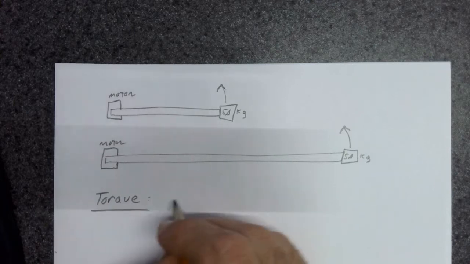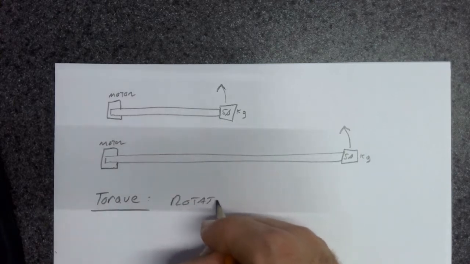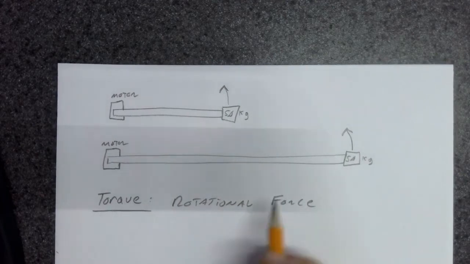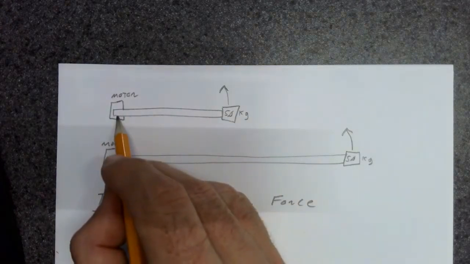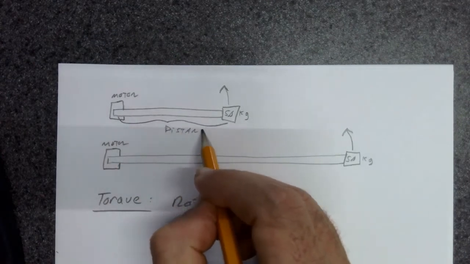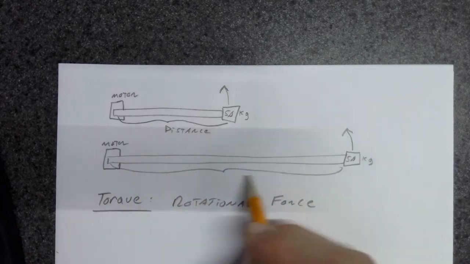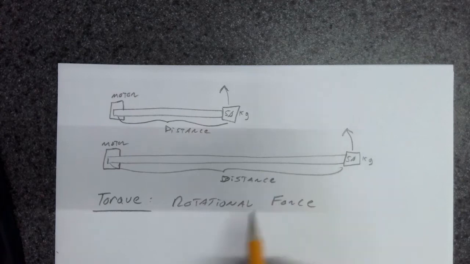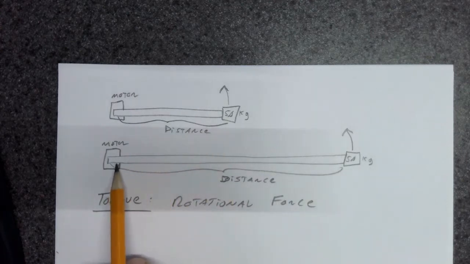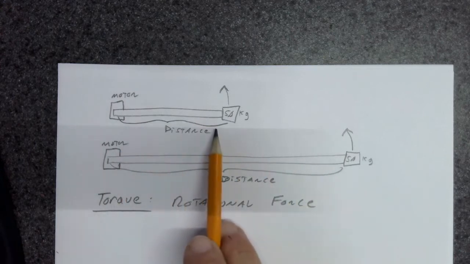T-O-R-Q-U-E, and you can think about torque as rotational force, in order to lift the object or swing it up above the motor. The distance that the object is away from the motor or from the point of rotation is going to affect how much torque is required. And you should think out loud to yourself right now, like, which is going to require more torque, a greater distance or a smaller distance?